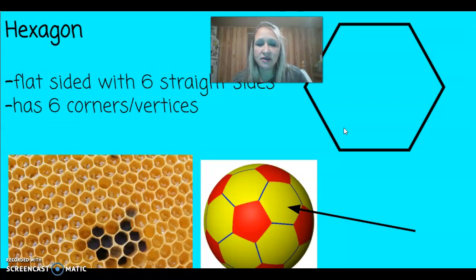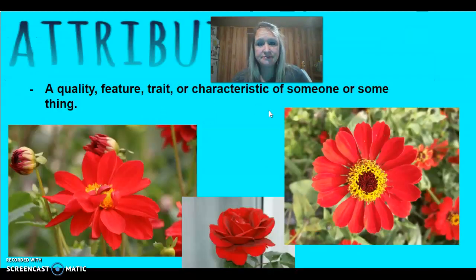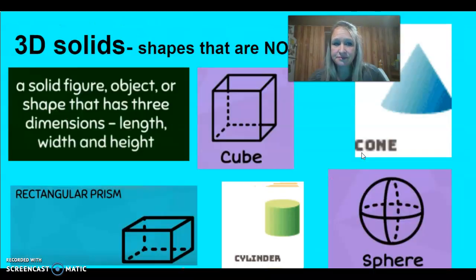Hexagon, say hexagon. It is a flat-sided figure with 6 straight sides and 6 vertices. Rhombus, say rhombus. It is a flat shape with 4 equal straight sides, and it kind of looks like a diamond. Attributes, say attributes. Attributes are a quality, feature, trait, or characteristic of someone or something.